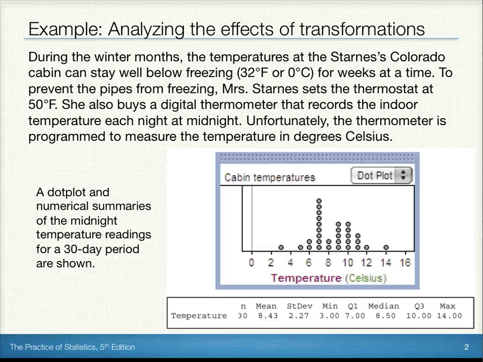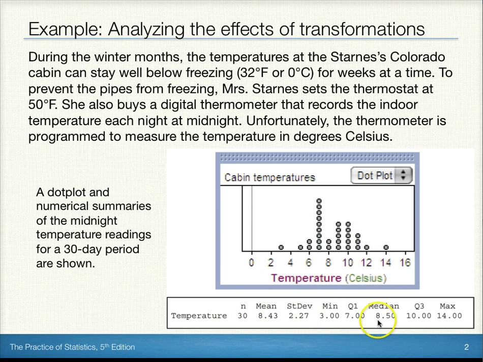She also buys a digital thermometer that records the indoor temperature each night at midnight. Unfortunately, though, the thermometer is programmed to measure the temperature in degrees Celsius. Now, a dot plot and numerical summaries of the midnight temperature readings for a 30-day period are shown here. We notice there's a bit of variability in the dot plot. We have a roughly symmetric distribution of temperatures over those 30 days.